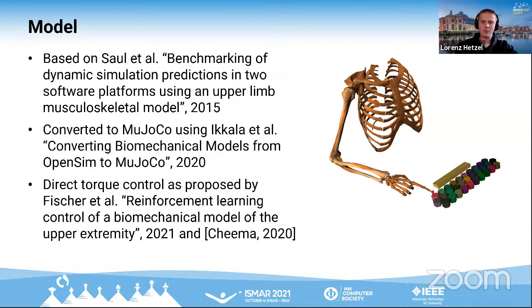So we follow another common approach for reinforcement learning of biomechanical models, which is that we remove the muscles and replace them with 7 direct torque actuators at each of the joints of the arm. And then to approximate the muscle behavior, you add what's called a muscle model that mimics the torque response of muscle-driven joints.